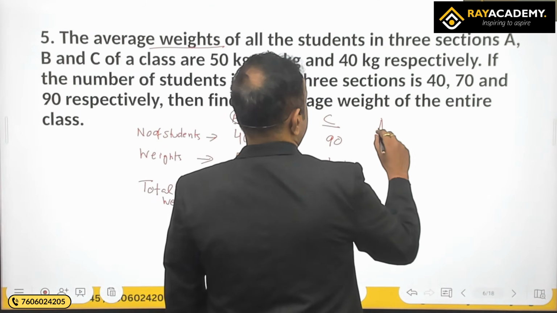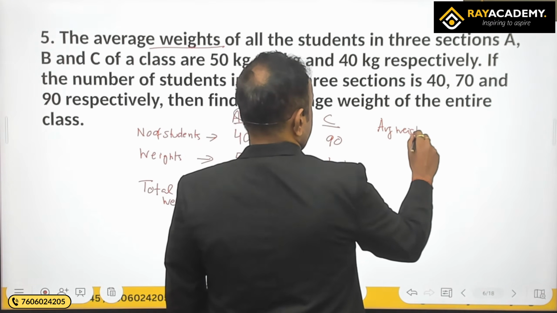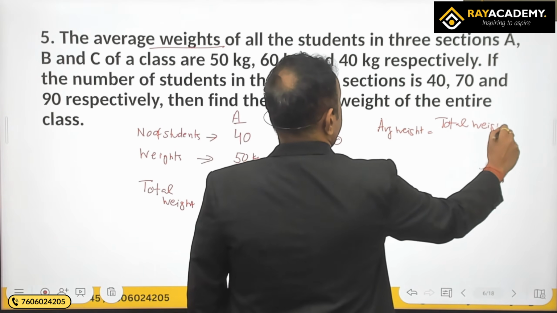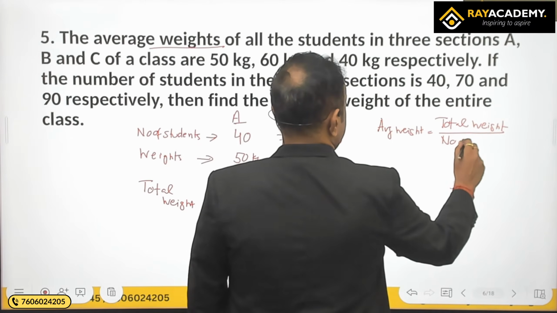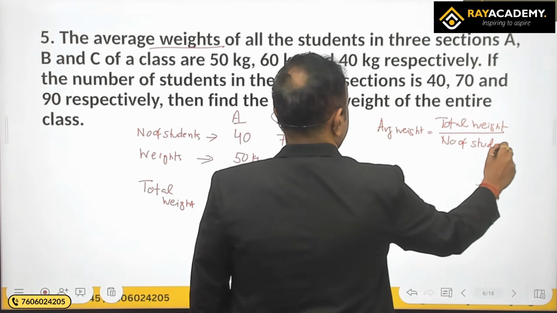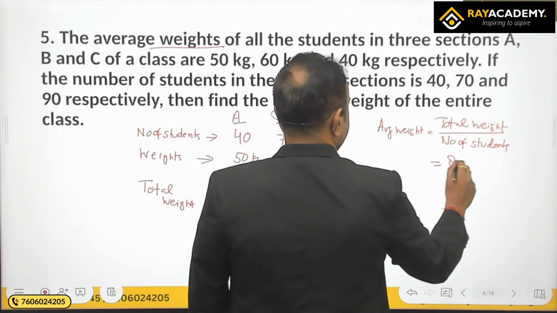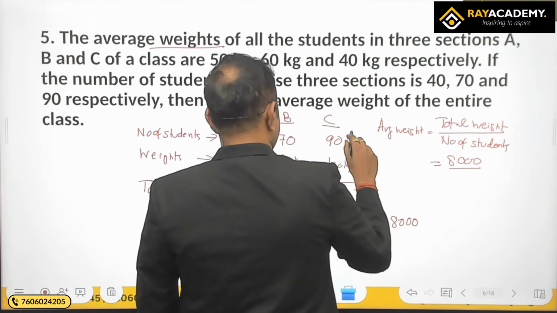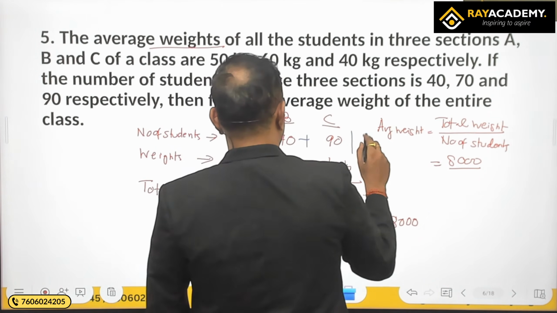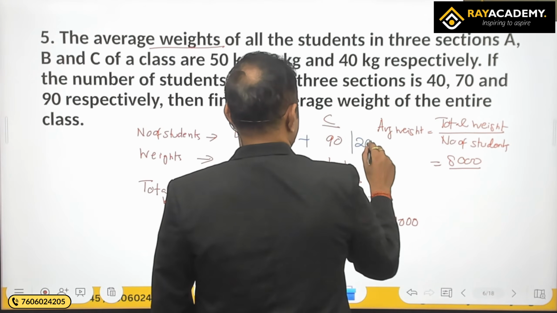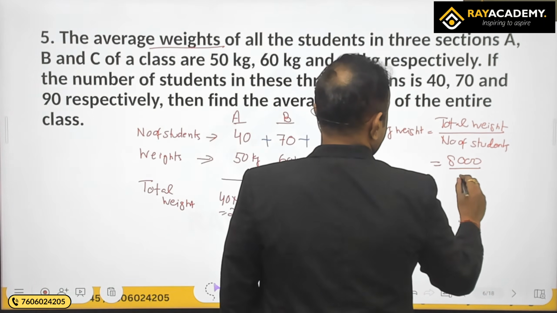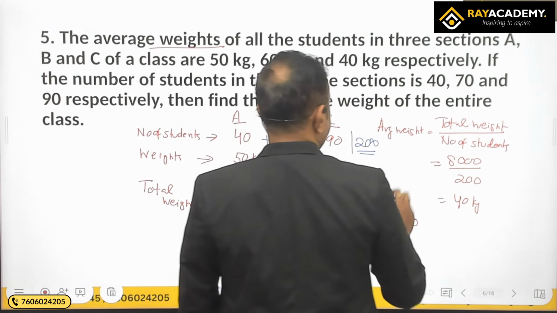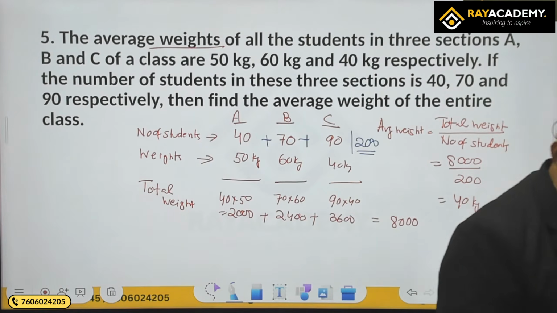Average weight is total weight divided by number of students. So this is 8000. What is our total number of students? You have to add 40 plus 70 plus 90. 110 plus 90 is 200. So this is 200, and the answer is 40 kg, the average weight of the whole class.